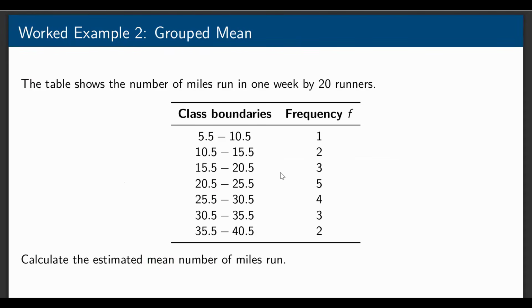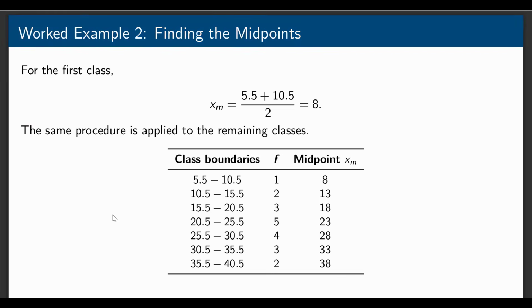So here is an example. We have this grouped table, with the class boundaries and the frequencies provided. You want to estimate the mean number of miles run. To do that, you take your table and create a new column for your midpoints. For the first class, we have 5.5 plus 10.5, divided by 2, to give us 8. And we have that here.